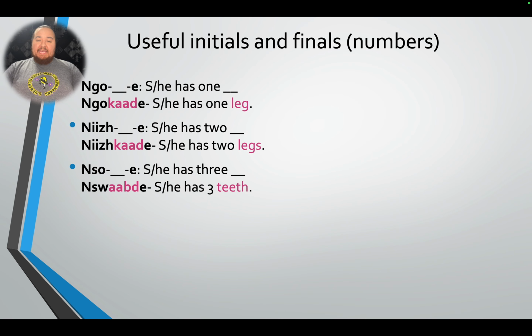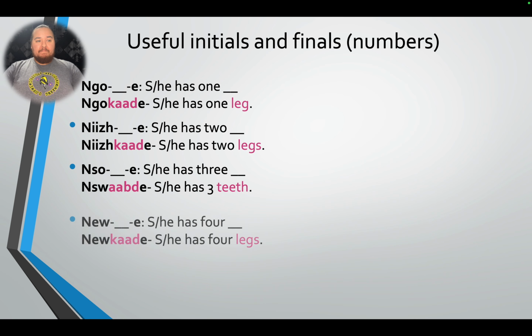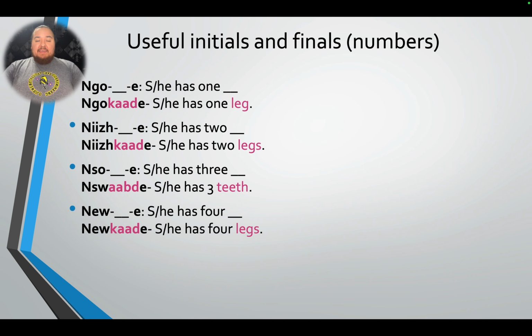Insa blank e, she or he has 3. So in swab de, she or he has 3 teeth. Now you're wondering, when could someone ever have 3 teeth? Well, when babies are teething, at one point they could have 3 teeth. So neo blank e, she has 4 whatever. So neo kade, she or he has 4 legs, like dogs or cats.